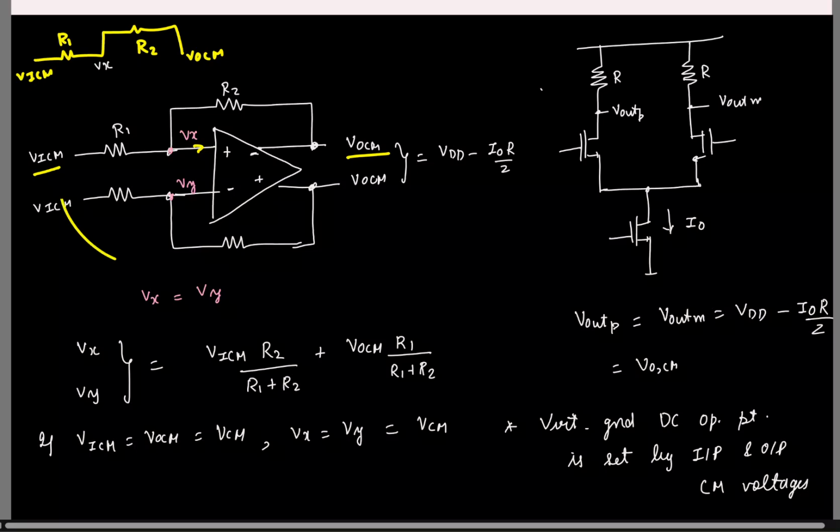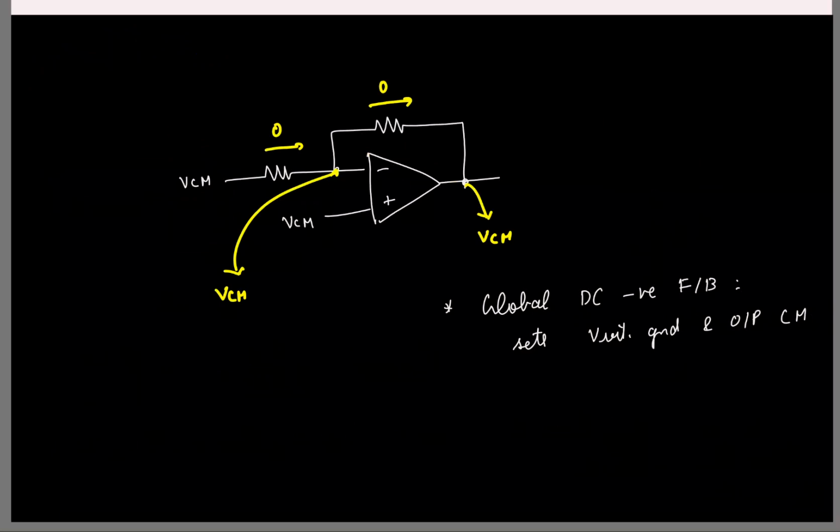In the DC negative feedback overall around the op amp, what is it saying to us? What does it enforce? It just says Vx is equal to Vy. The two virtual ground voltages it makes equal, but their absolute values are actually set by the input and the output common mode. Whereas if you have a single-ended output, the global DC negative feedback is directly setting my output common mode also and the virtual ground voltage.